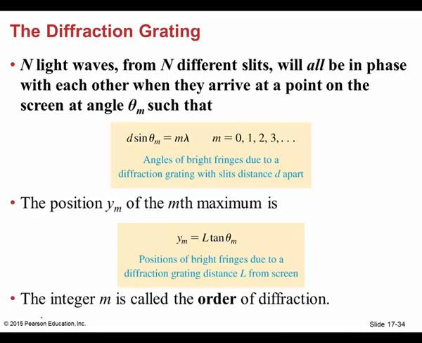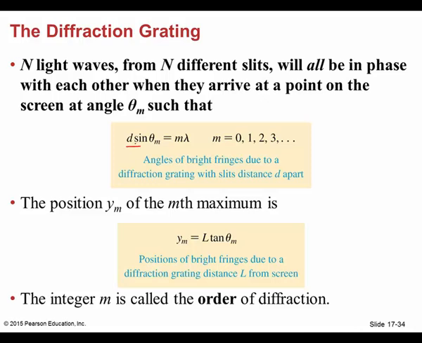So if we have n number of light waves, and how many is that? Well, it could be infinite if you wanted to. And from n different slits, well, what does that mean? That means you can have a tremendous number of slits or a smaller number of slits, just based on however many slits you have. They will, of course, all be in phase with each other when they arrive at a point on the screen at a particular angle, okay? All right, and so we can find this.